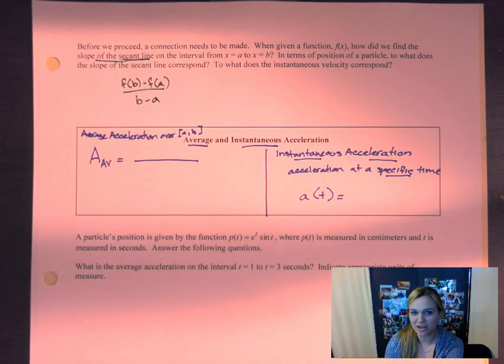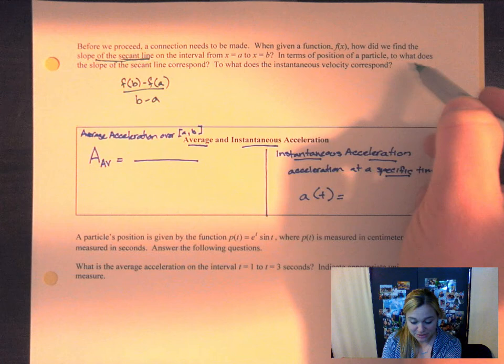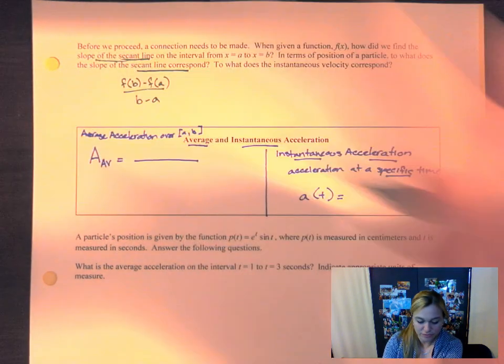Do we have so much in common? Did we get the same thing? f of b minus f of a over b minus a. This is the slope of the secant line. In terms of the position of the particle, what does this correspond to?